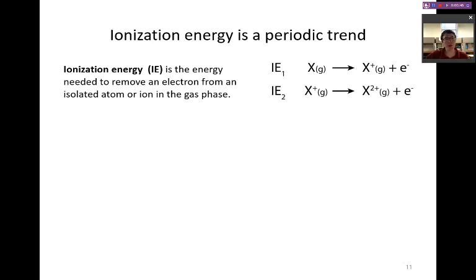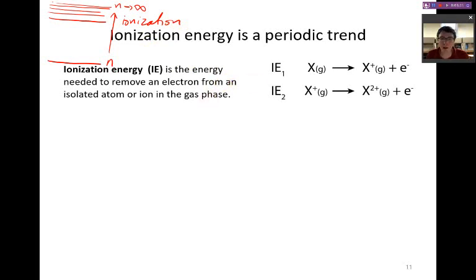And we already talked about ionization when we talked about the Bohr model, and we said that if we take an electron and we promote it to a high enough energy level to n equals infinity, that process is called ionization. So we're talking about removing an electron from an element.